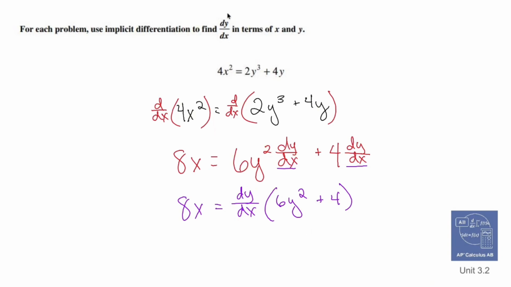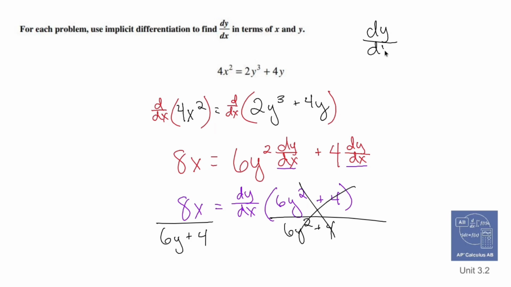Now, our job is to solve for dy/dx. So we need to divide everything by 6y squared plus 4, 6y squared plus 4, right? That cancels out. And so you have dy/dx, and let me flip things around to make it look proper. dy/dx equals 8x over 6y squared plus 4. And really the only thing that you could do here is notice these are all even numbers, so you can divide all of those numbers by 2, and you would be left with 4x over 3y squared plus 2.